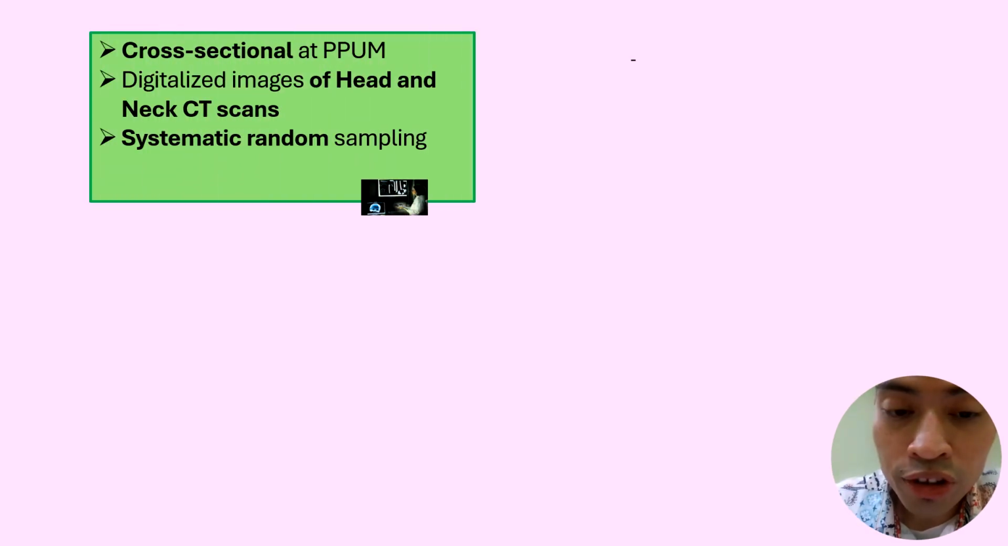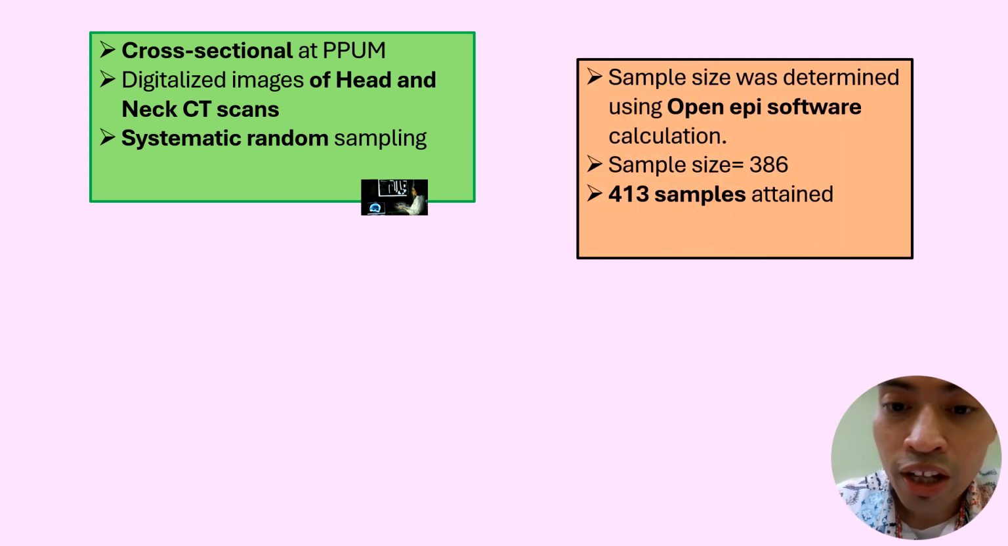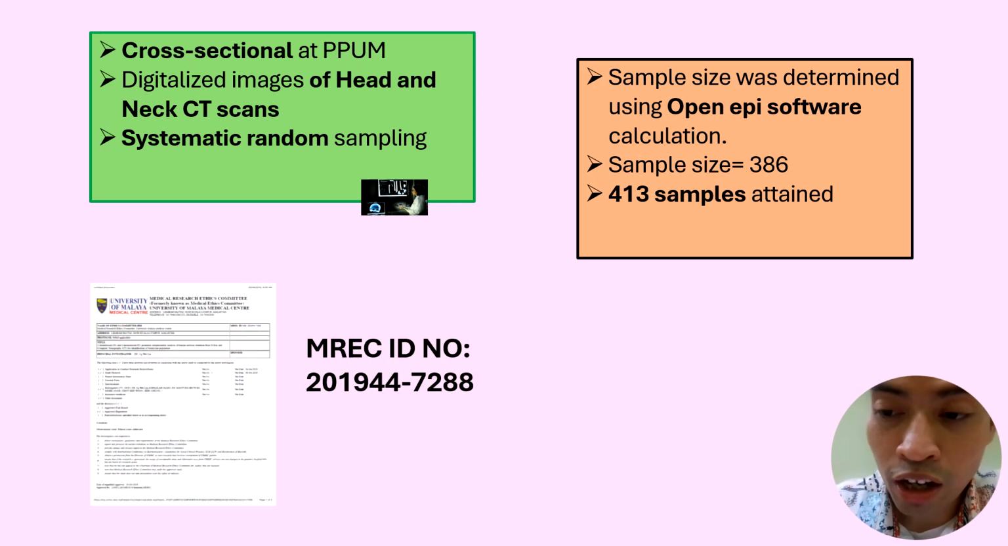This was a cross-sectional project conducted at Pusat Perubatan Universiti Malaya or PPUM. The specimens consist of head and neck scans selected using a systematic random sampling method to avoid bias. A total of 430 samples were attained for the analysis or to attain the database. And our project received ethical approval from the Medical Research Ethics Committee PPUM.